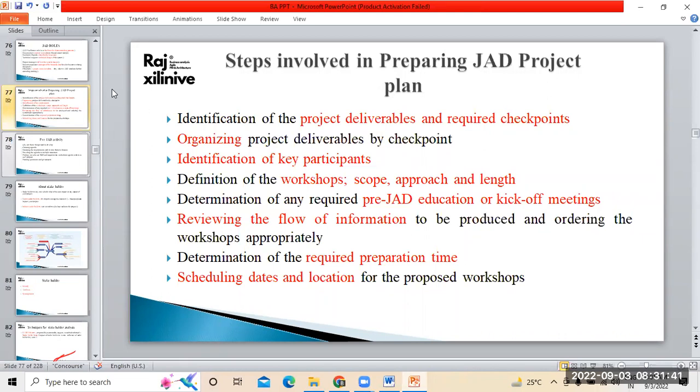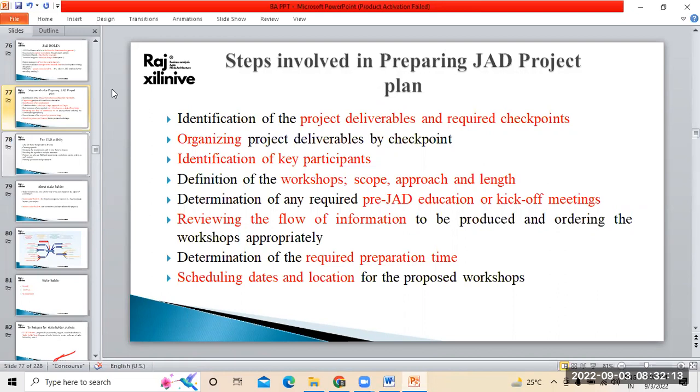So first of all, we need to identify the project deliverables. In order to reach those project deliverables, how to organize them should be known. At the same time, we need to identify whoever the key participants are. And you need to define the workshop scope, approach, followed by the length. What is the scope? What approach do we require in order to reach it? At the same time, the length of the workshop will also be understood here.